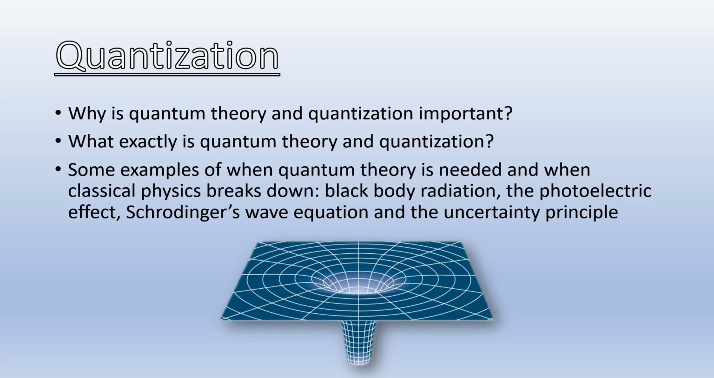Quantum theory is a theoretical basis that is used to explain the behavior of matter and energy on a very small scale. Quantization is the idea that a certain physical quantity can only have certain values. An example would be how a non-negative whole number can describe how many atoms are in a certain area. So some examples of when quantum theory is needed and when classical physics breaks down are black-body radiation, the photoelectric effect, Schrodinger's wave equation, and the uncertainty principle.